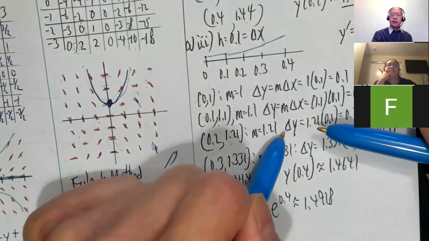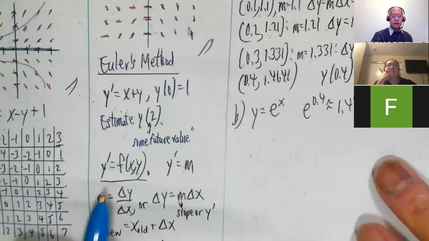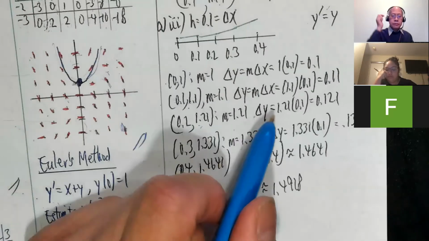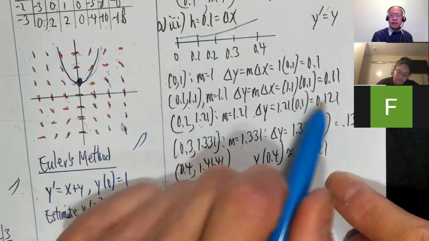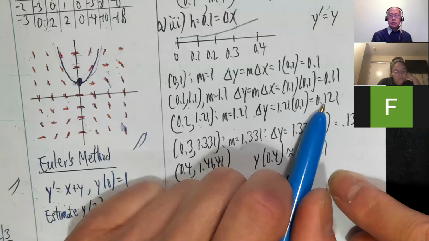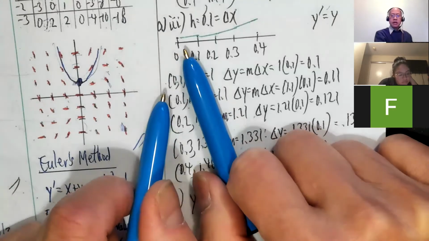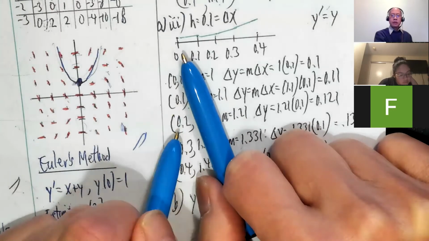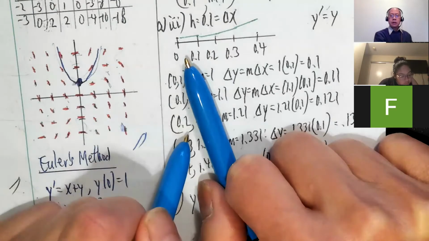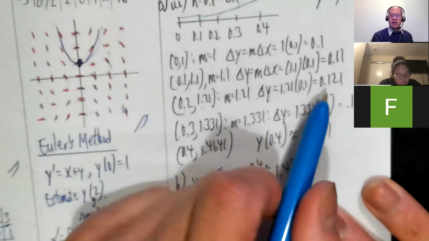So what's my delta y? M delta x. Put that on your cheat sheet if you wish. And all this stuff. So let's see, that times that is 0.121. So what's my new point? 0.3. Again, the x's are already predetermined. Even before I start, I know it's 0, 0.1, 0.2, 0.3, 0.4. And the picture even gives it to you like that. The delta y's are the ones in question.